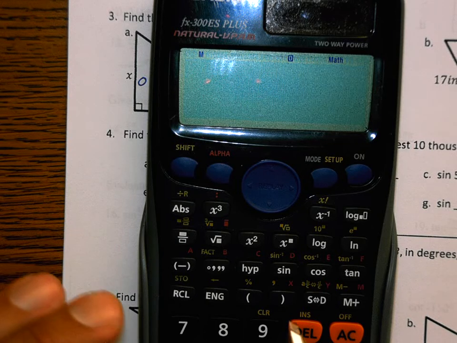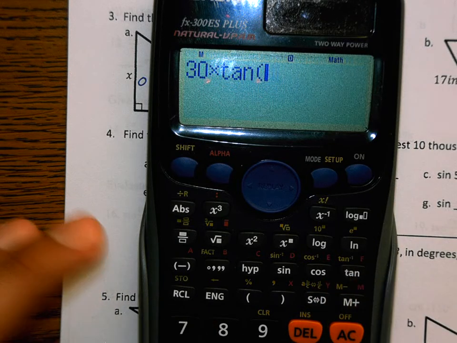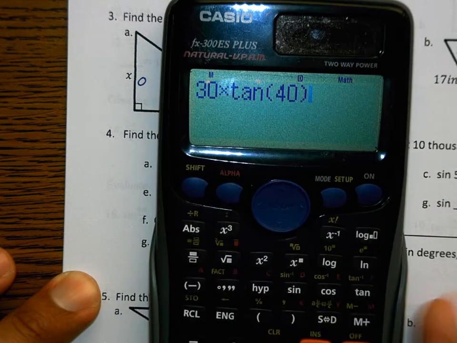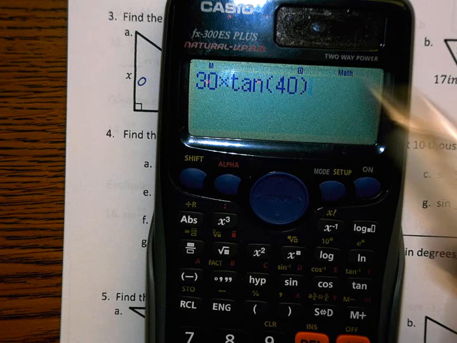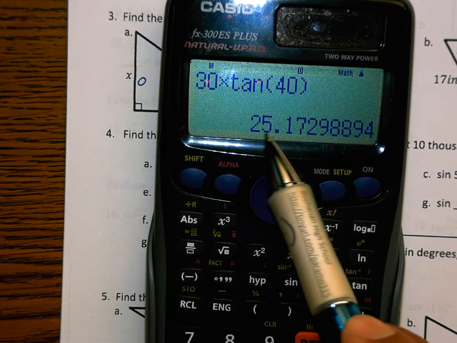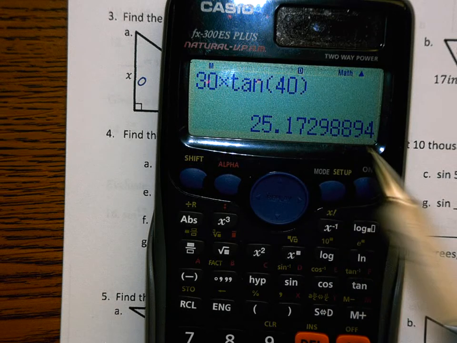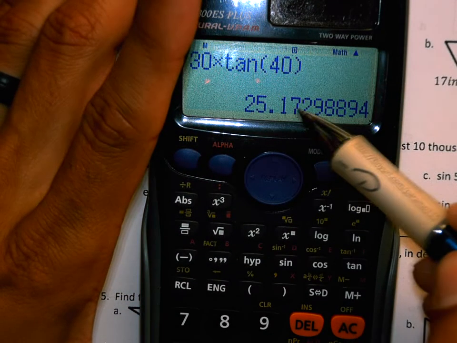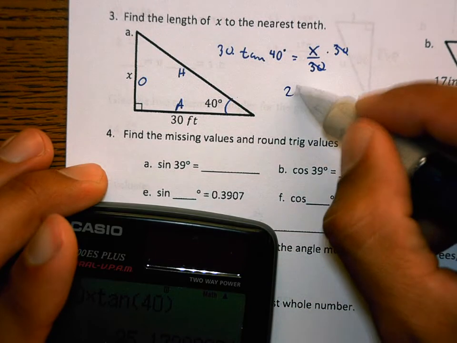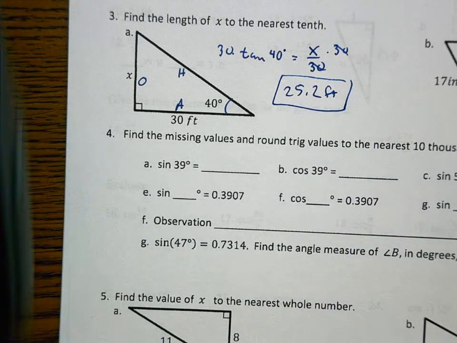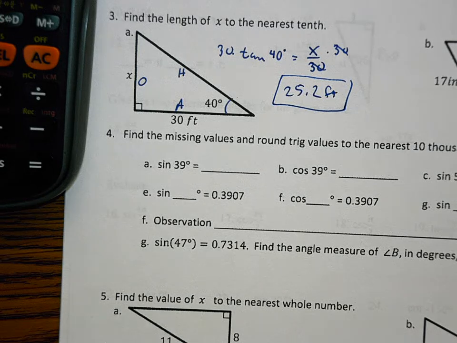And then I'm plugging in 30 times tangent of 40 degrees, let me see if that's what it says here. 30 times tangent of 40 degrees. I make sure I'm in degree mode. 25.172988894. They must tell me how to round here to the nearest 10th place. 7 rounds that up to 25.2 feet. And I'm using a calculator for those approximations.